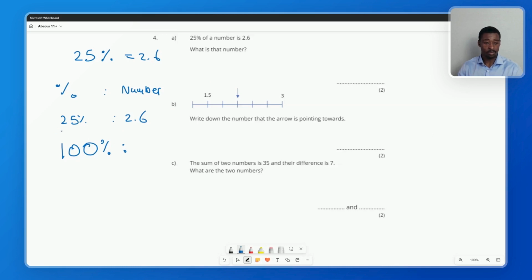Then we can think about it like this. Again, using our ratio understanding, to go from 25% to 100%, the full number, we multiply it by 4. So to go from 2.6 to the full number, we again are going to multiply by 4. So we have 2.6 times 4. Well, 2.6 is 2 and 0.6, so we can do mental maths here. 2 times 4 is 8. 0.6 times 4 is 2.4. So 8 plus 2.4 is going to give us 10.4. So 10.4 is our number.